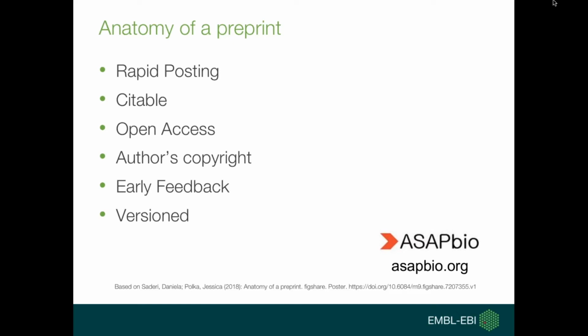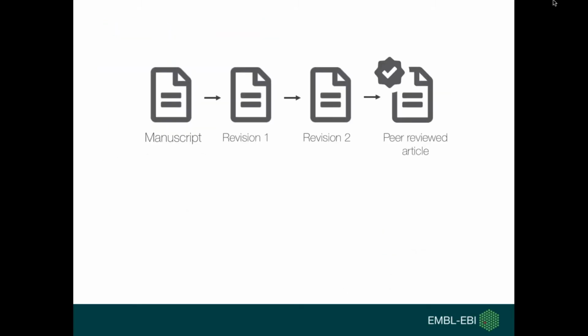Now, talking about versions, just to help you understand it a little bit better, you can think about it in this way. When you submit a manuscript, it will go through rounds of revision. And every time it goes through a revision, it becomes a different version of a manuscript, until finally what others will see is the peer-reviewed article that has the stamp of approval.